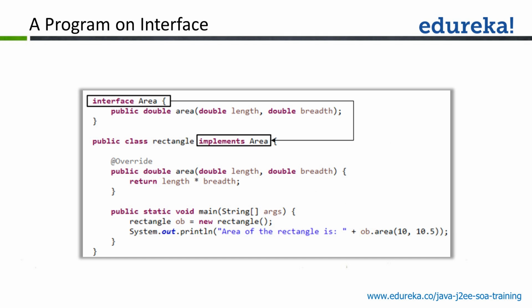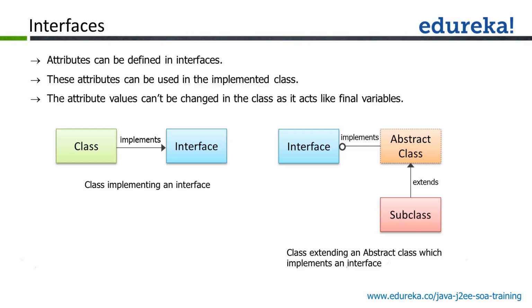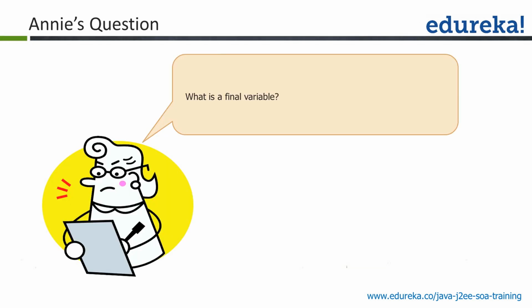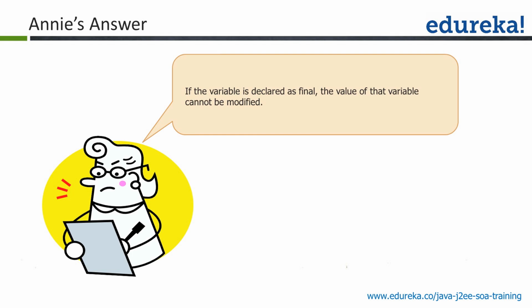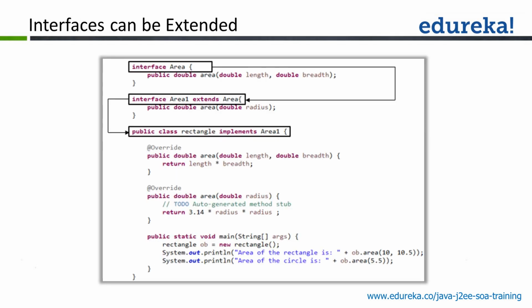So here is one program on interface. We got interface area, which has a method which is being implemented by the class rectangle. Then we got interfaces where we can define the attributes. So attributes in the interfaces will behave like final variables, or they are by default final variables whose value cannot be changed. So what is a final variable? It's a variable whose value cannot be modified.